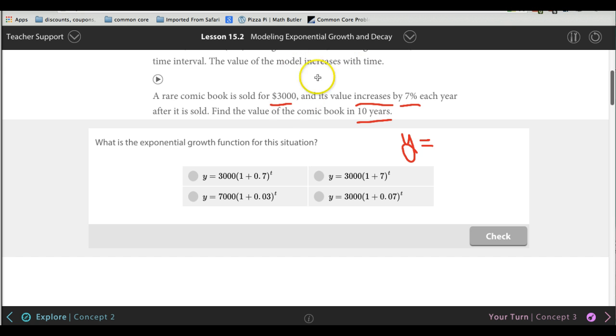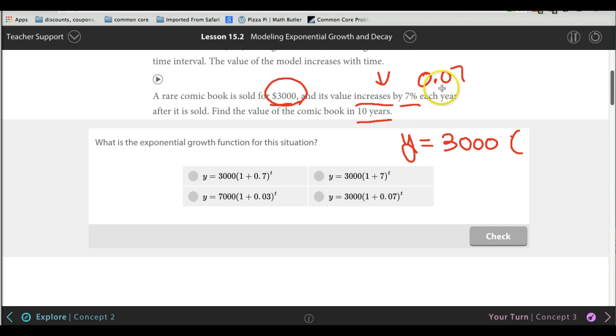And then, what was the initial value? The comic book, before it went up in price, is $3,000, okay? But then, as time passes, it's going to get more and more expensive, right? Which is why people keep collections and then sell them later on. Okay, so what do you have to do? Remember, 7% is what in decimal form?